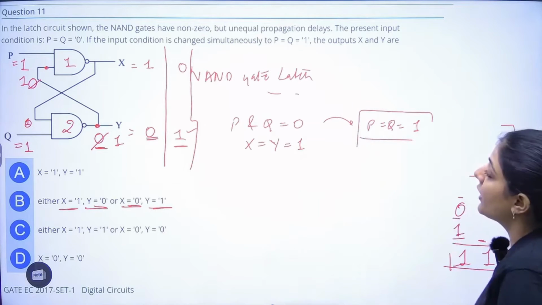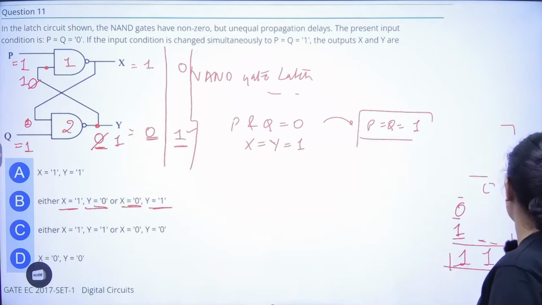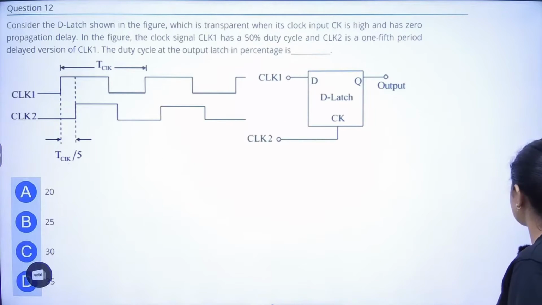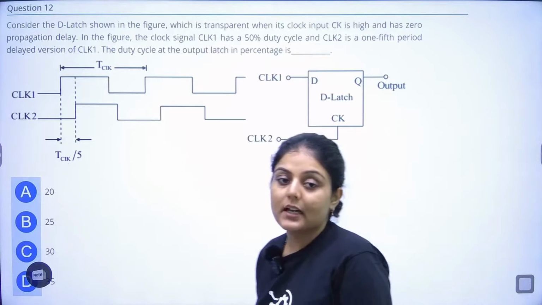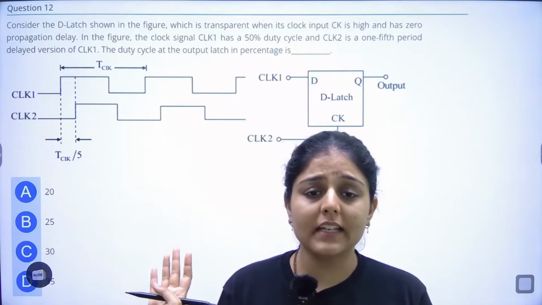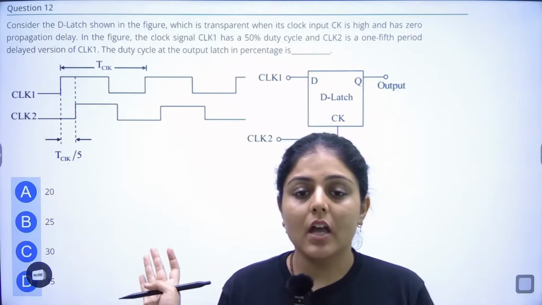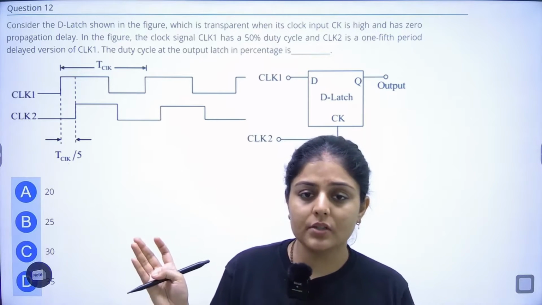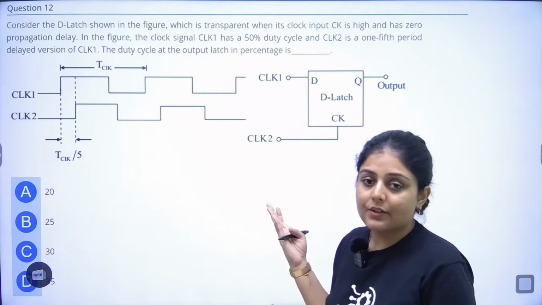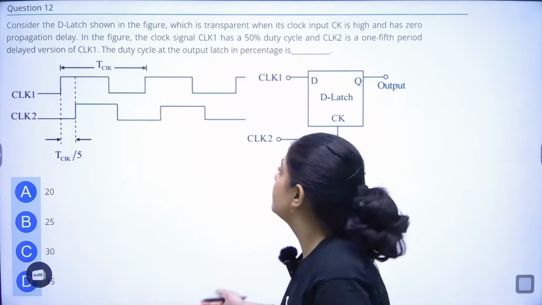Now, moving on to the next question. Okay, next question says that there is a D latch given here. D latch is shown in the figure which is transparent. Transparent means basically this is D latch.